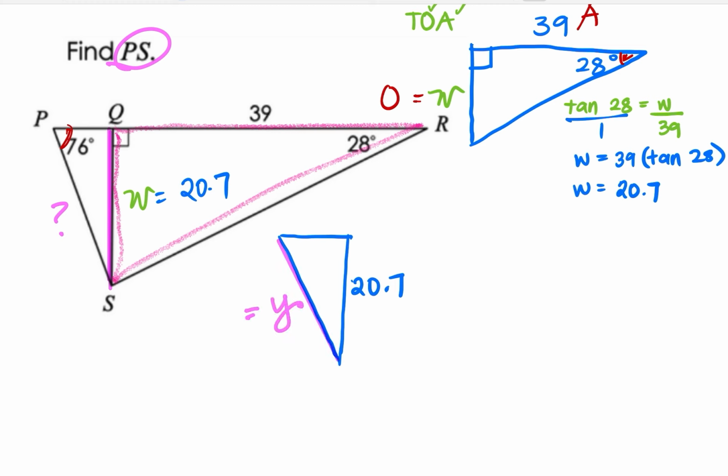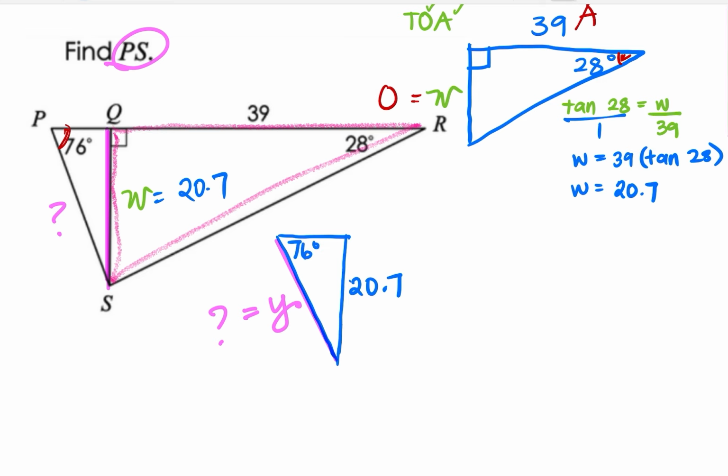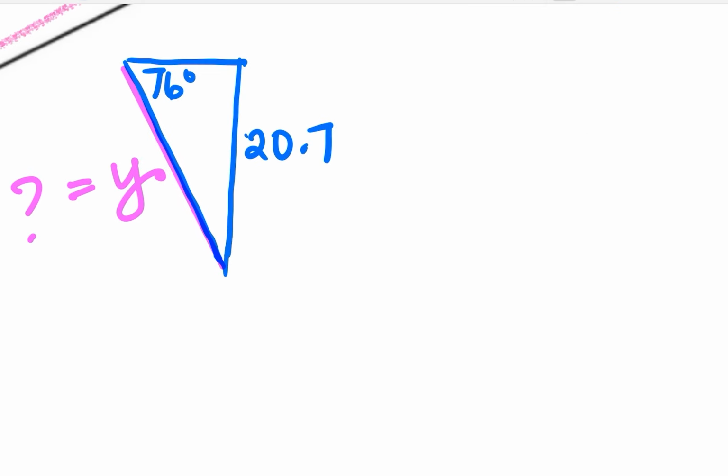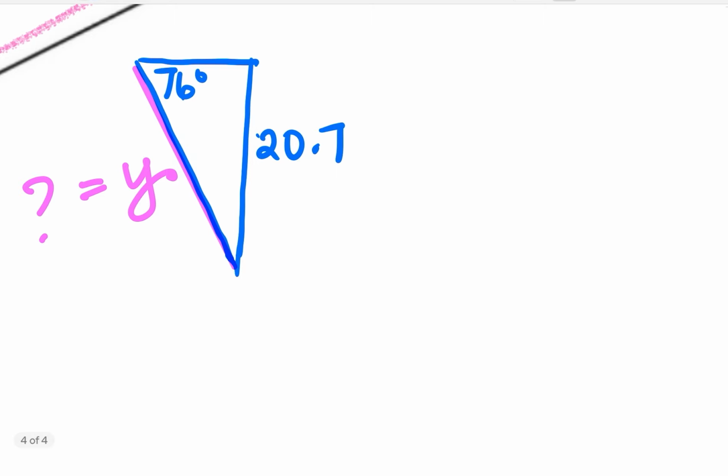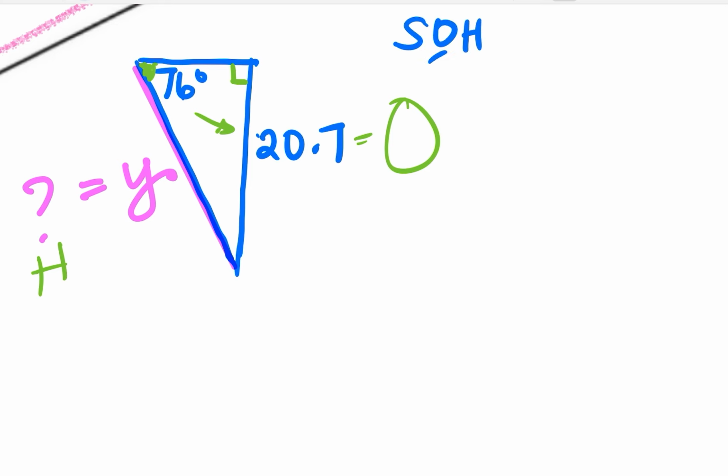So this is missing, and I'm trying to find this. I am given an angle. That angle is 76 degrees. So I have two pieces of information at this time, so I can solve this problem now. So we've got our reference angle, this angle. 20.7 is O, opposite of the reference angle, while this y, which is the unknown, is opposite to the right angle. So therefore, this is the hypotenuse. And so there, I will be using SOH.